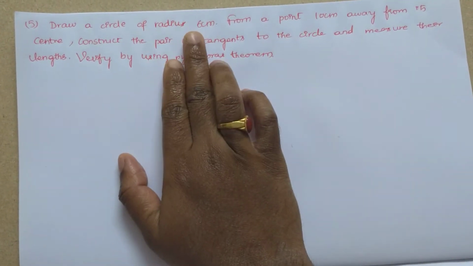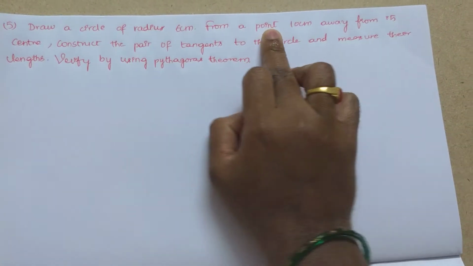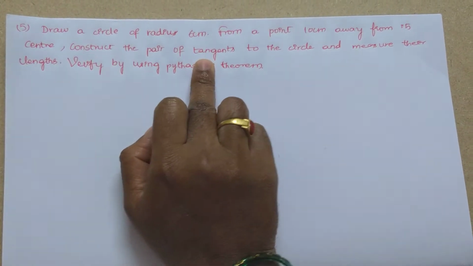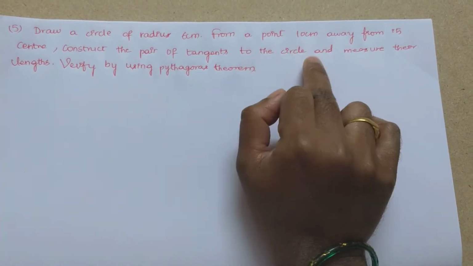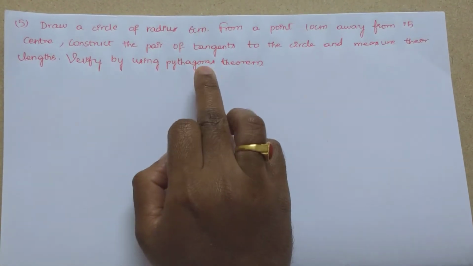Draw a circle of radius 6 centimeters. From a point 10 centimeters away from its center, construct the pair of tangents to the circle and measure their lengths. Verify by using Pythagoras theorem.